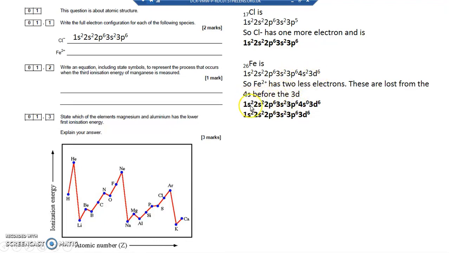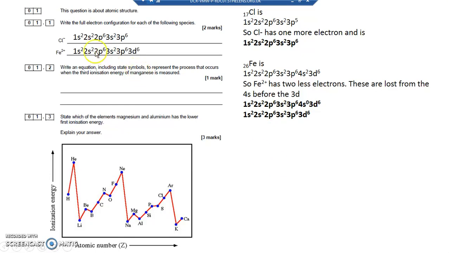So it becomes 1s2, 2s2, 2p6, 3s2, 3p6. It loses the s electrons before the 3d, so let's take the 2 electrons from the 4s, so it becomes 4s0, 3d6, or you can leave the s electrons out completely and just have it as 1s2, 2s2, 2p6, 3s2, 3p6, 3d6.